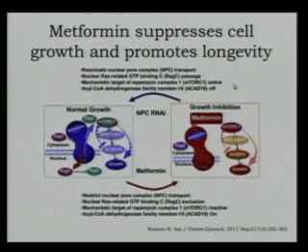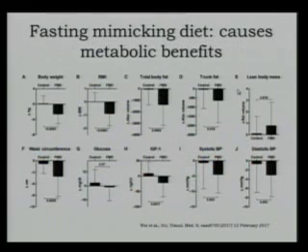Now, what about the effect of metformin? Again, we talked about some of the pathways earlier on, mechanistic target of rapamycin and so on. And you find that metformin, through its activation of something called AMP kinase, downregulates mTOR and might suppress cell growth and promote longevity, and again have a role in cancer prevention and so on.